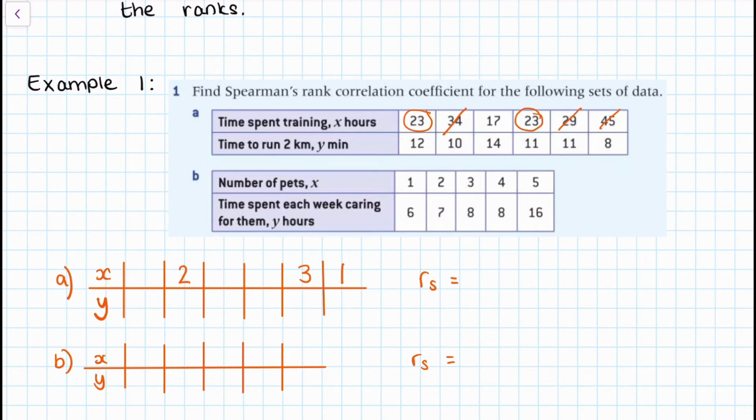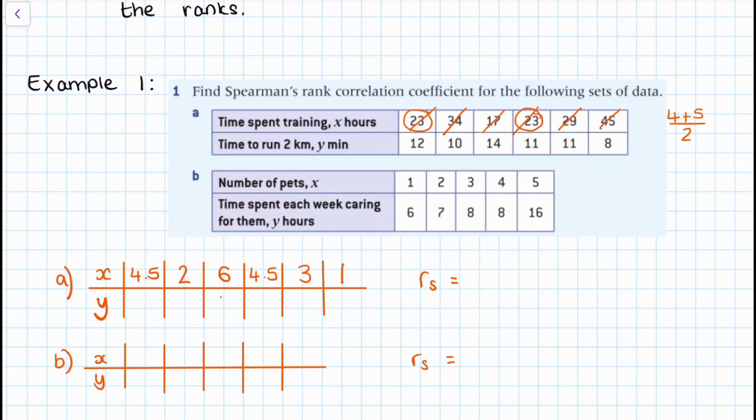We can't give them different rank values because they are the same value, so we have to find the middle of them. Because they rank 4 and 5, you do 4 plus 5 divided by 2, which is 4.5. So we're going to give both of those a rank of 4.5, and that takes up ranks 4 and 5. Then we have the last value, which is 17, so that would be rank 6.